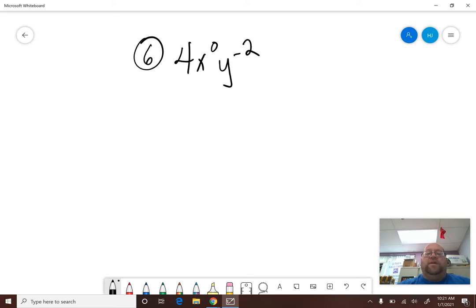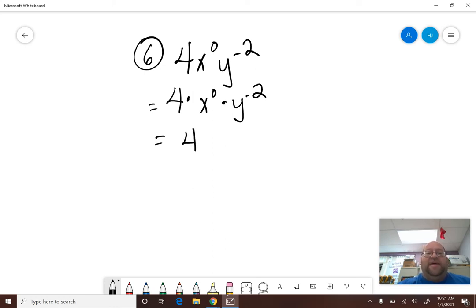Now, what I want you to notice about this particular problem is that there is multiplication all in between these. As a matter of fact, we could rewrite this as 4 times x to the 0 times y to the negative 2, okay? So there's multiplication all in between these. These are like their own little individual pieces, okay? So let's look at them as such. Let's look at them as individual pieces. So the 4, I'm not really doing anything with it. It's just kind of out there on its own. So the 4, I'm just going to rewrite.